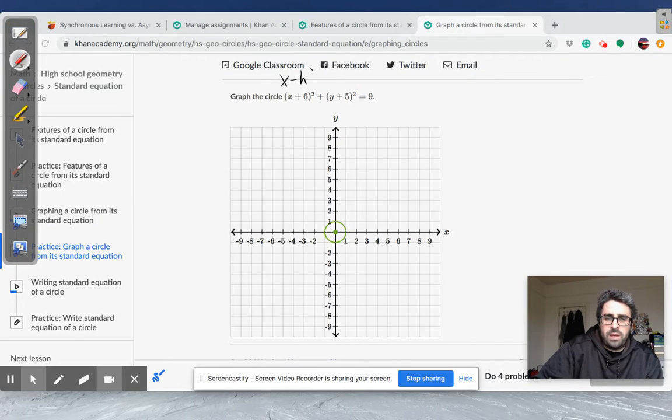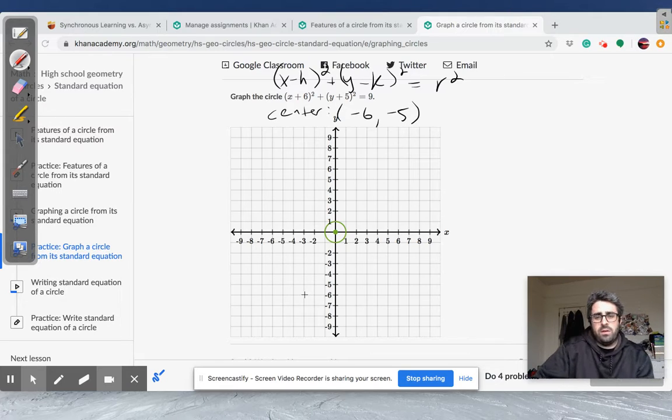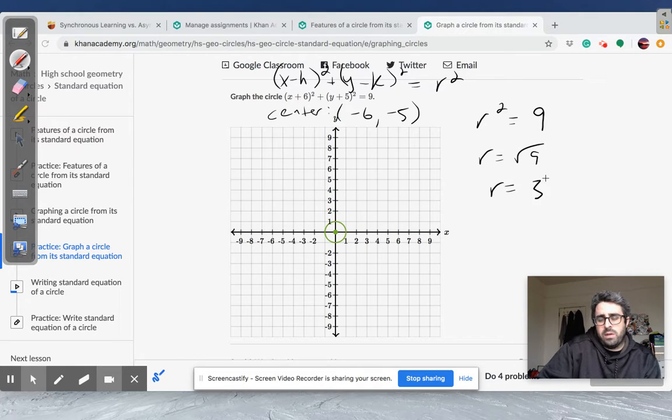So we know that it's (x minus h) squared plus (y minus k) squared equals r squared. So we know that the center of the circle is going to be the opposite of these numbers that we see in the parentheses. So the center is -6, -5. So we're going to start there. And then the radius, remember, this is r squared, so r squared equals 9. We take the square root of 9, so r is equal to 3. So the radius is 3.